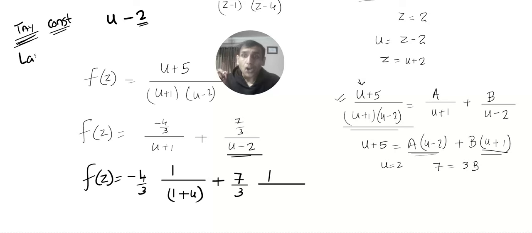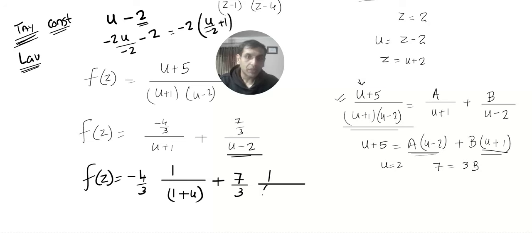If it is Laurent, they will give you an annular region. So you have to manipulate the annular region and then decide. But in Taylor, in all the problems, the constant will be pulled outside. So I'm going to write this as minus 2 u divided by minus 2 so that I can create minus 2 common. Now I'll take minus 2 common so that I get u by minus 2 plus 1. So this will be 1 minus u by 2.